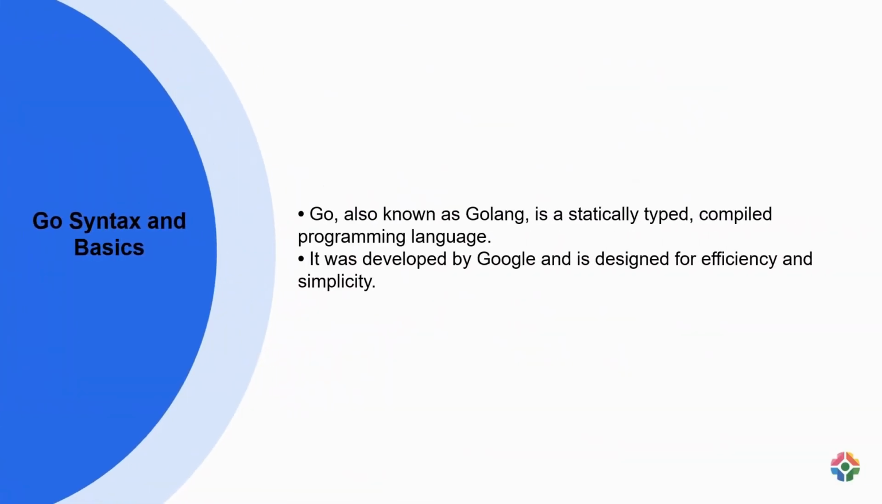Today we will learn about Go syntax and basics. Go, also known as Golang, is a compiled programming language that is statically typed. It was created by Google with a focus on efficiency and simplicity in mind. For example, companies like Uber and Dropbox have adopted Go for developing back-end systems due to its speed and concurrency support.